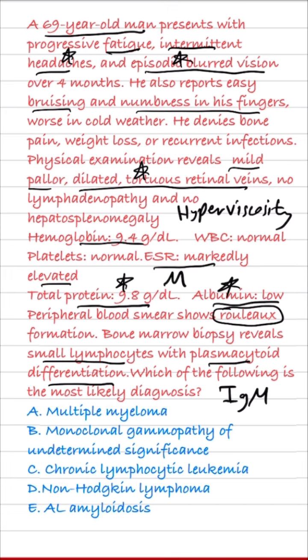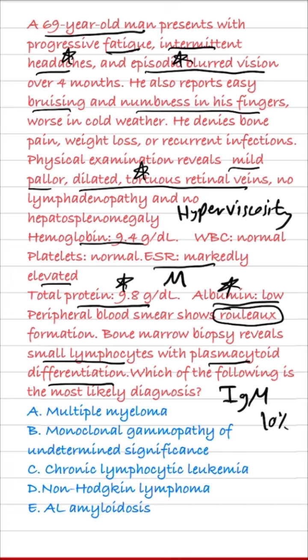But an important distinction is that it doesn't cause overproduction of mature plasma cells like multiple myeloma, but of lymphoplasmacytic cells. Also, on bone marrow biopsy, there are more than 10% B cells, not plasma cells, versus multiple myeloma.